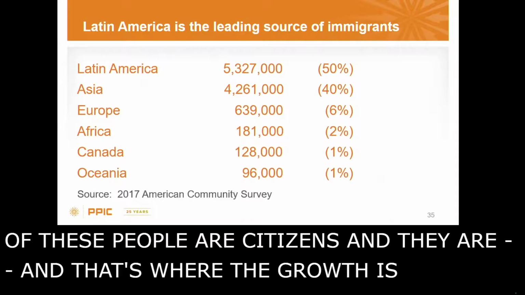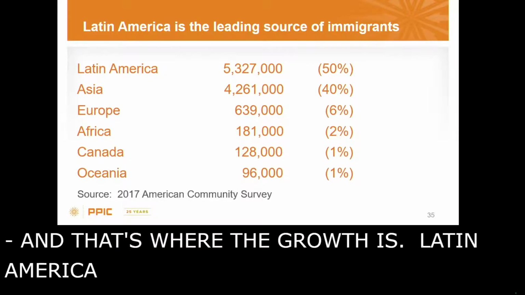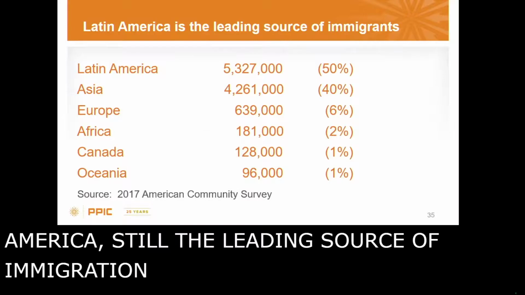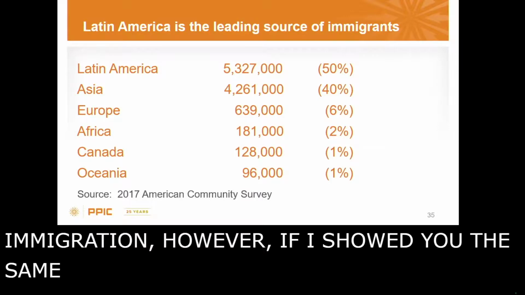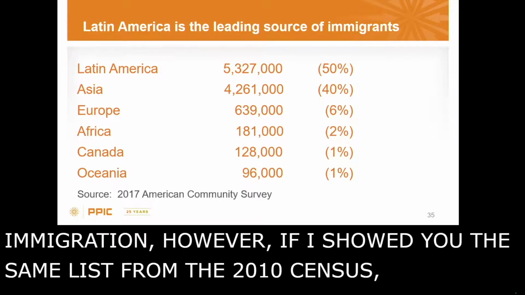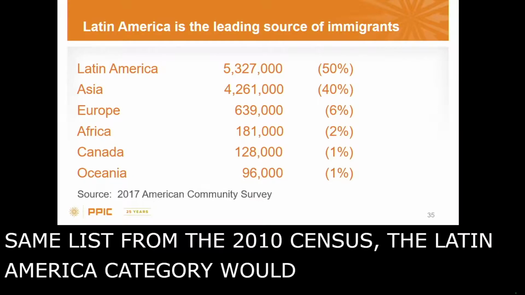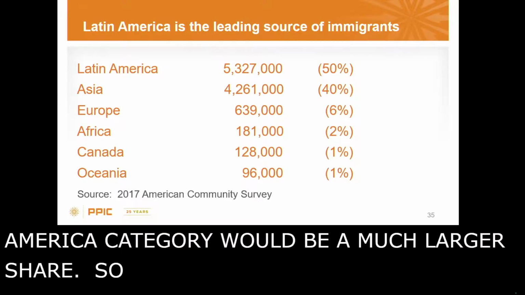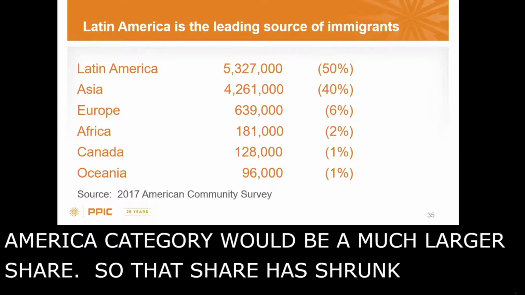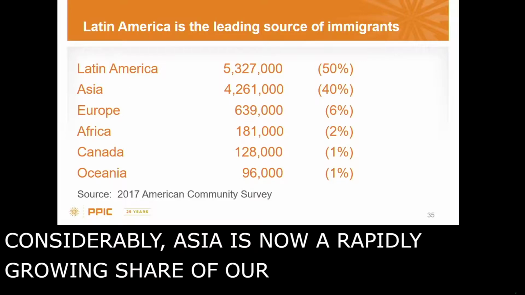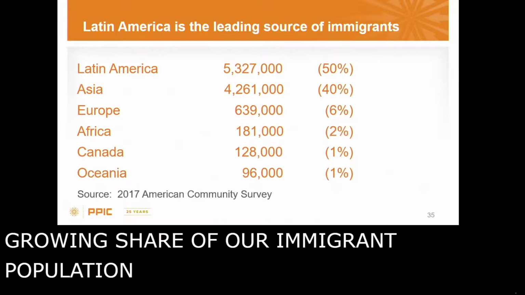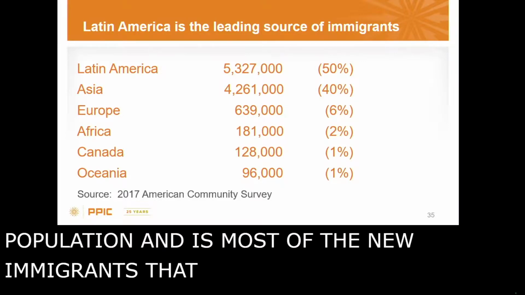Latin America is still the leading source of immigration. However, if I showed you this same list from the 2010 census, the Latin America category would be a much larger share. So that share has shrunk considerably. Asia is now a rapidly growing share of our immigrant population, and is most of the new immigrants that we're getting right now. So those are the two biggest categories: Latin America and Asia.